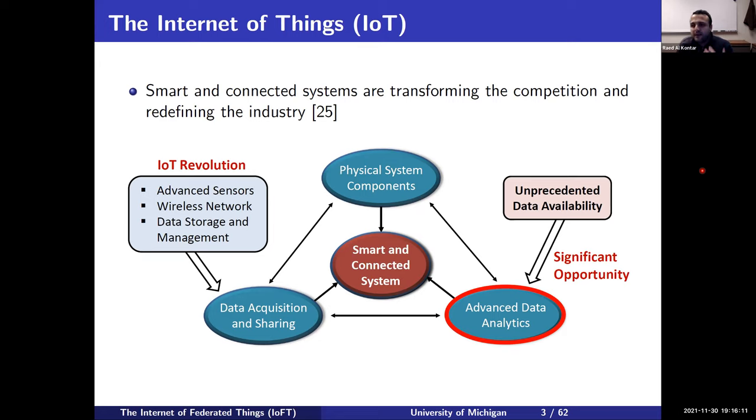But the hope of IoT is to exploit data analytics and smart decision-making to move from a merely connected system to a smart and connected system. So this is the key idea of an IoT system. The physical components, we have connectivity, which allows data acquisition. Then we have smartness, which enables analyzing this data in order to make smart decisions.